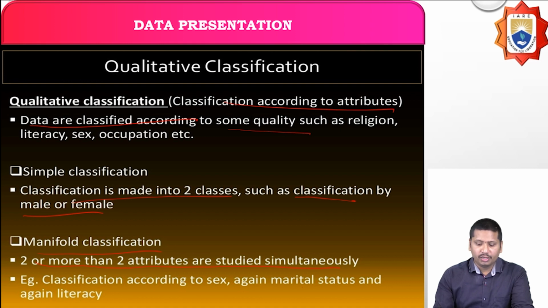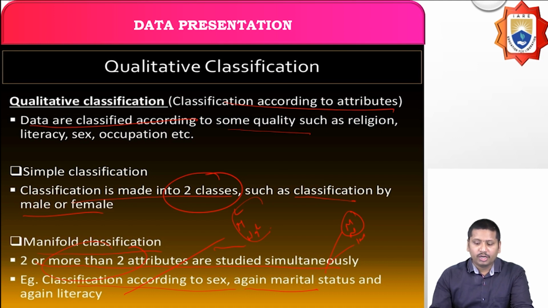So the simple one should be classification by male or female, so it should be of two classes. Manifold means more than two attributes are going to be studied simultaneously. So like according to sex and age, marital status, if I'm going to consider married, unmarried, or widow, more than two is considered. Again literacy, so the literacy rate should be moderate, low, high, like this. More than two, right? So that kind of thing should be considered as a manifold classification.